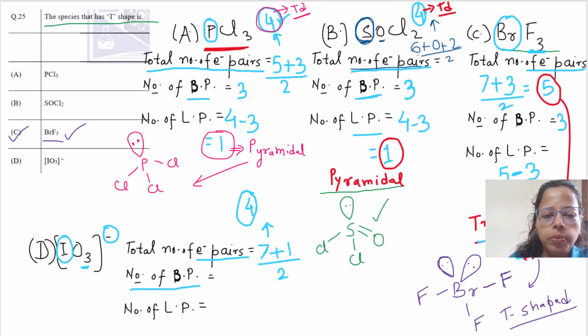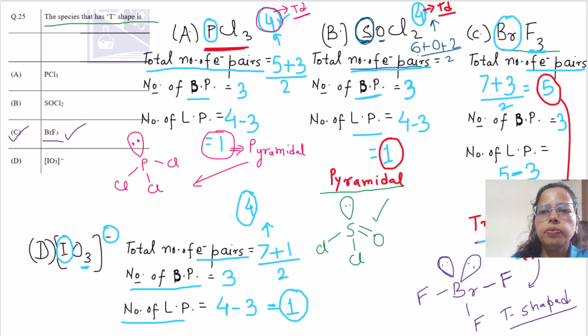Now, number of bond pairs here. How many oxygens are bonded to iodine? 3 oxygens. We consider this contribution of 3 bonded oxygen atoms because even if they have double bonds, one of the bonds in those double bonds is a sigma bond. So we consider this contribution of the bond pairs. So 3 oxygens, 3 bond pairs. Now the number of lone pairs. So we subtract 4, the total number of electron pairs, minus 3 bond pairs. So the total number of lone pairs is equal to 1.